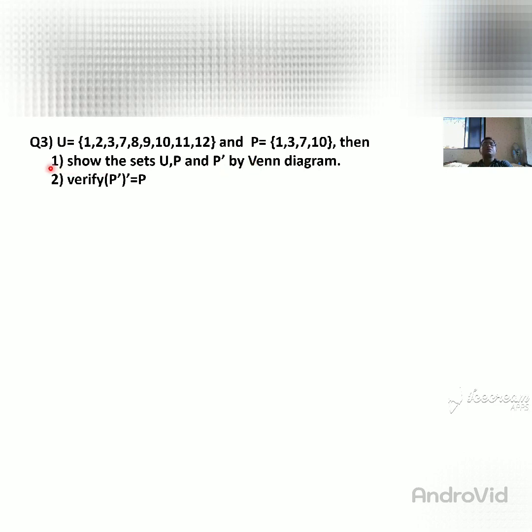So this is the first question given to you. We want to solve this first question. So this is question number 1. This is the universal set: 1, 2, 3, 7, 8, 9, 10, 11 and 12. What do we want to write? We want to write the P set. That P set is already given to you. This is the P set, having elements 1, 3, 7, 10.